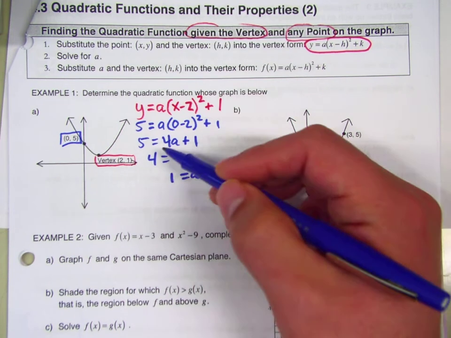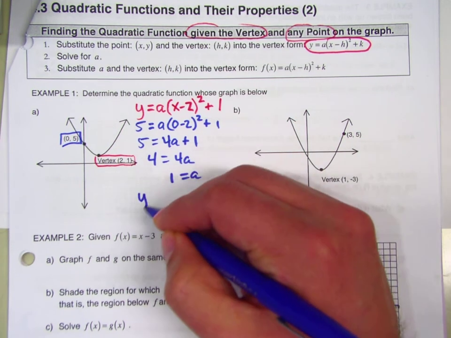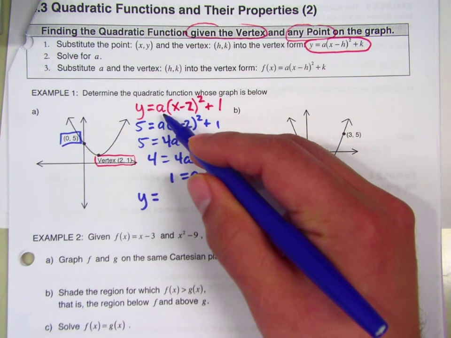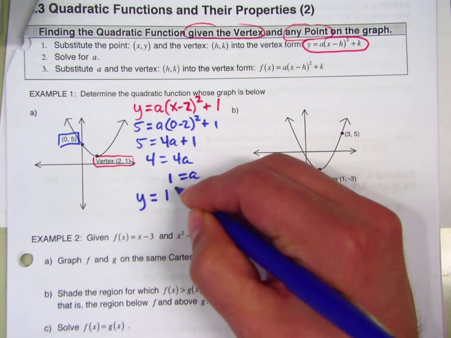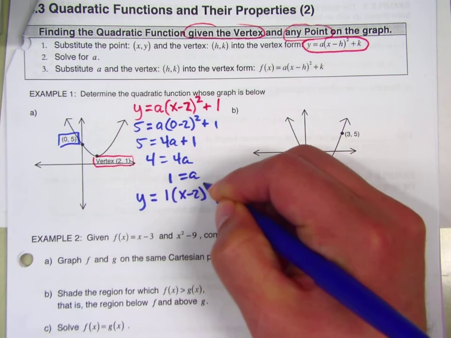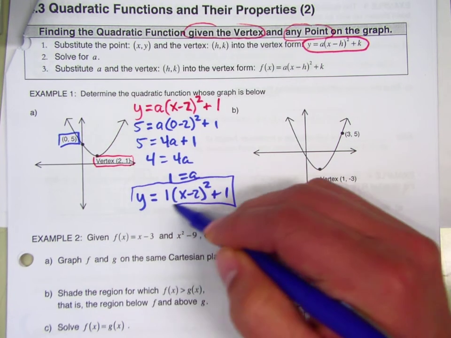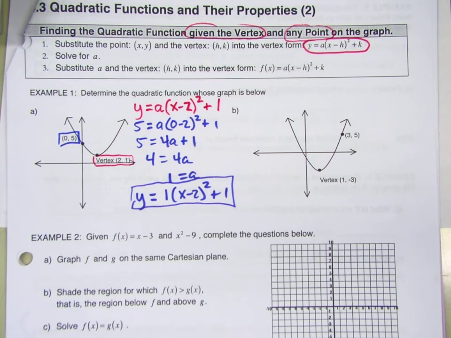So now you're going to rewrite your equation. It'll be y equals, and you could put the 1 out there. You don't need to, but you could write it out there. It's not wrong. It is going to be that. So this would be your answer in vertex form. Okay? Any questions on that?